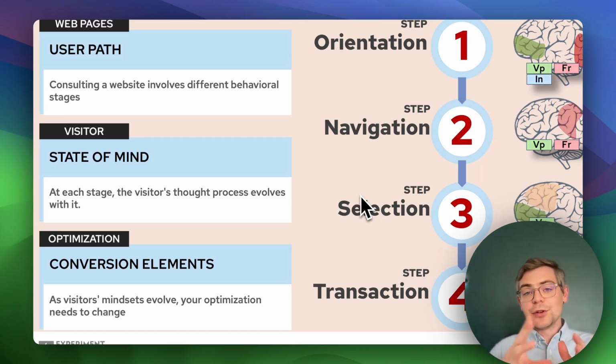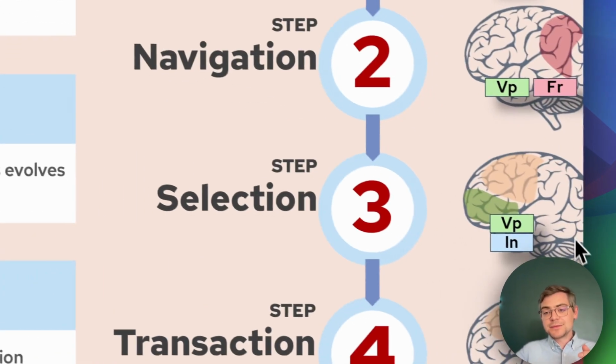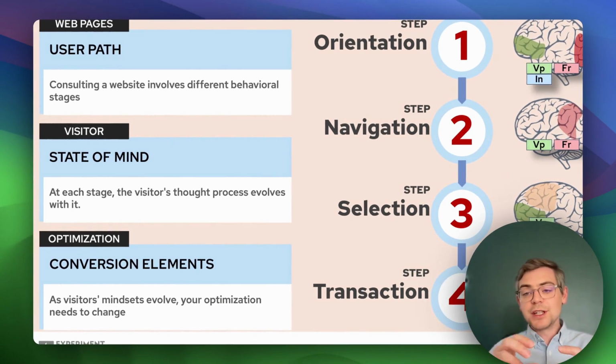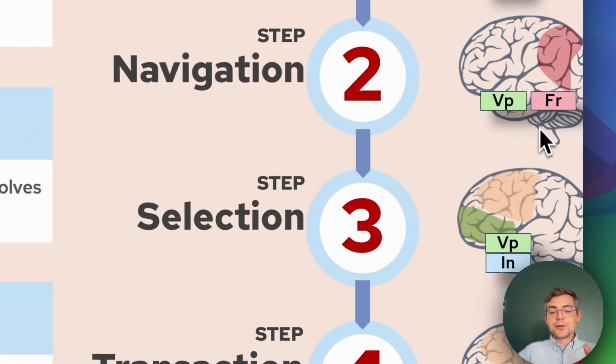So if we look at the orientation, you will see that it's super important to highlight your value proposition, maybe incentives if you want people to buy, and reduce friction as much as possible so people can navigate easily. Navigation is basically the same. You will focus on value proposition and friction. So it's more about the navigation: are the categories easy to understand and can I navigate easily with them? After that you have the selection.